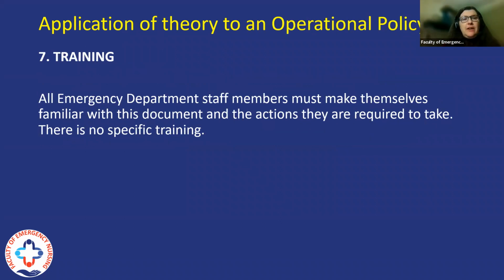Training. You have to have a training needs analysis attached to any policy, and they've copped out on this one. All emergency department staff members must make themselves familiar with this document and the actions they're required to take. There is no specific training. I.e., I'm not going to stand at the front of the room and tell you. I'm just going to say, there is an operational policy. This is where to find it. I expect you to read it, and I expect you to follow it. And that's as difficult as the training gets for this. Obviously, there's more complicated training for all sorts of component parts, but for the overall overarching operational policy, it is simply just read it and do it.